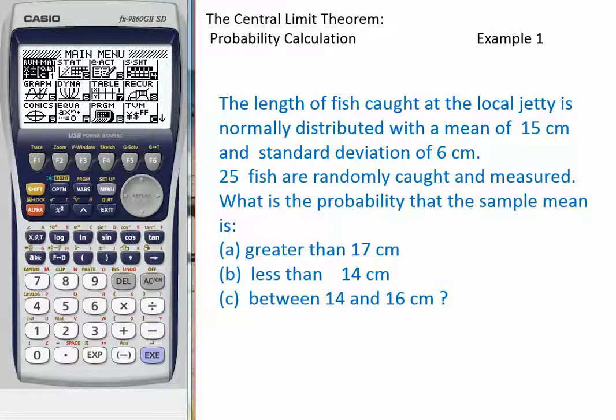Here it is. The length of fish caught at a local jetty is normally distributed with a mean of 15 centimetres and a standard deviation of 6 centimetres. Now if we catch 25 fish at random and measure them, we want to know what is the probability that the sample mean, the mean of the lengths of these 25 fish, is firstly greater than 17, less than 14, and lastly between 14 and 16 centimetres.